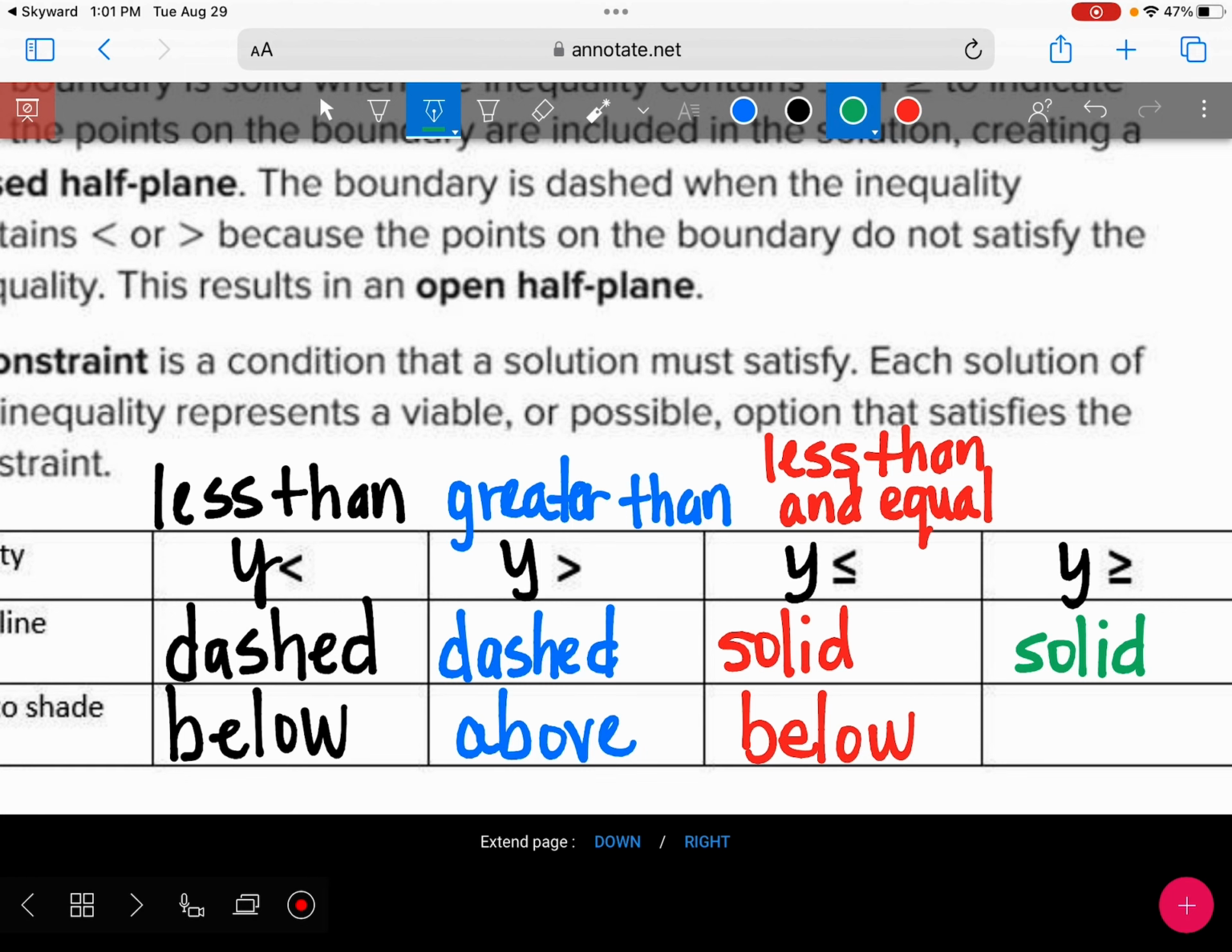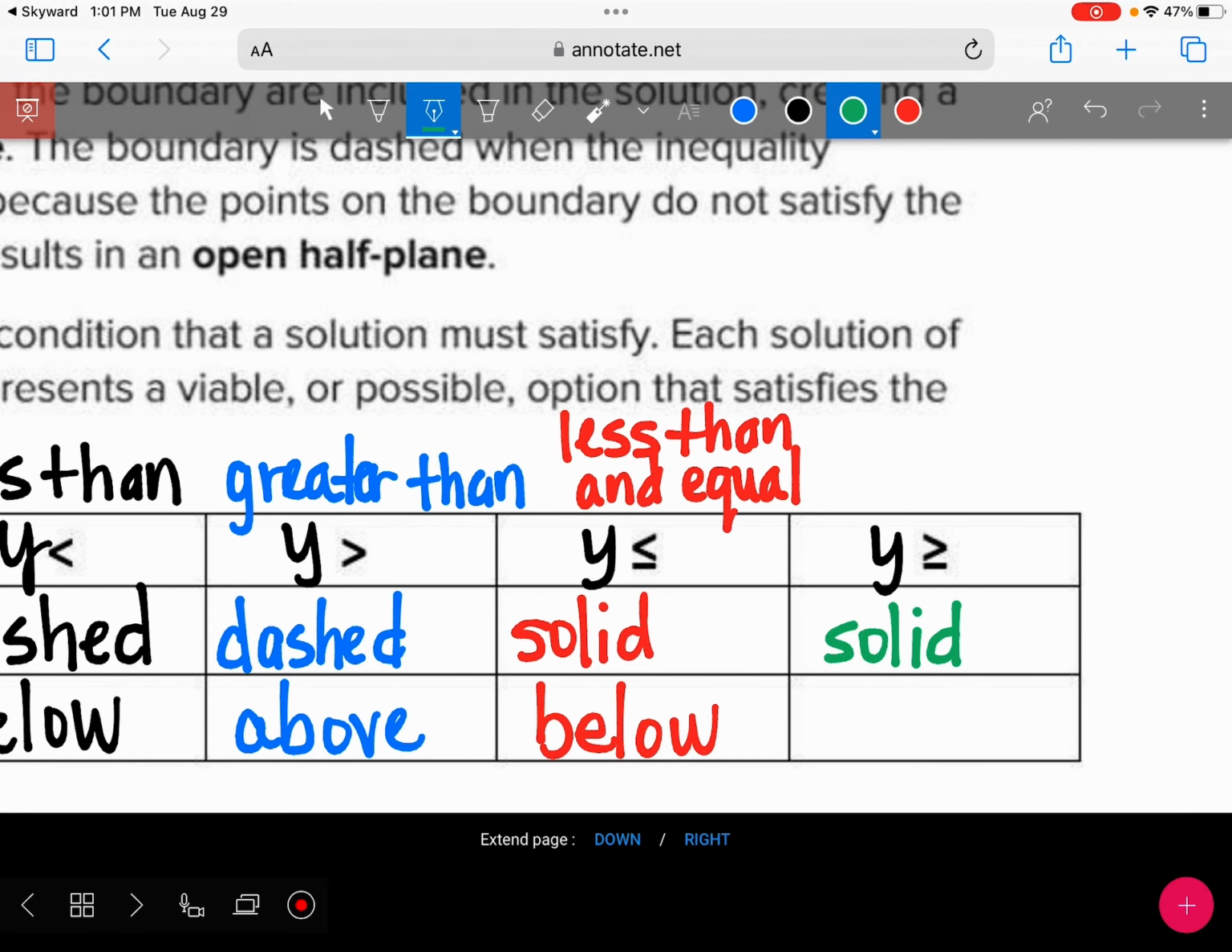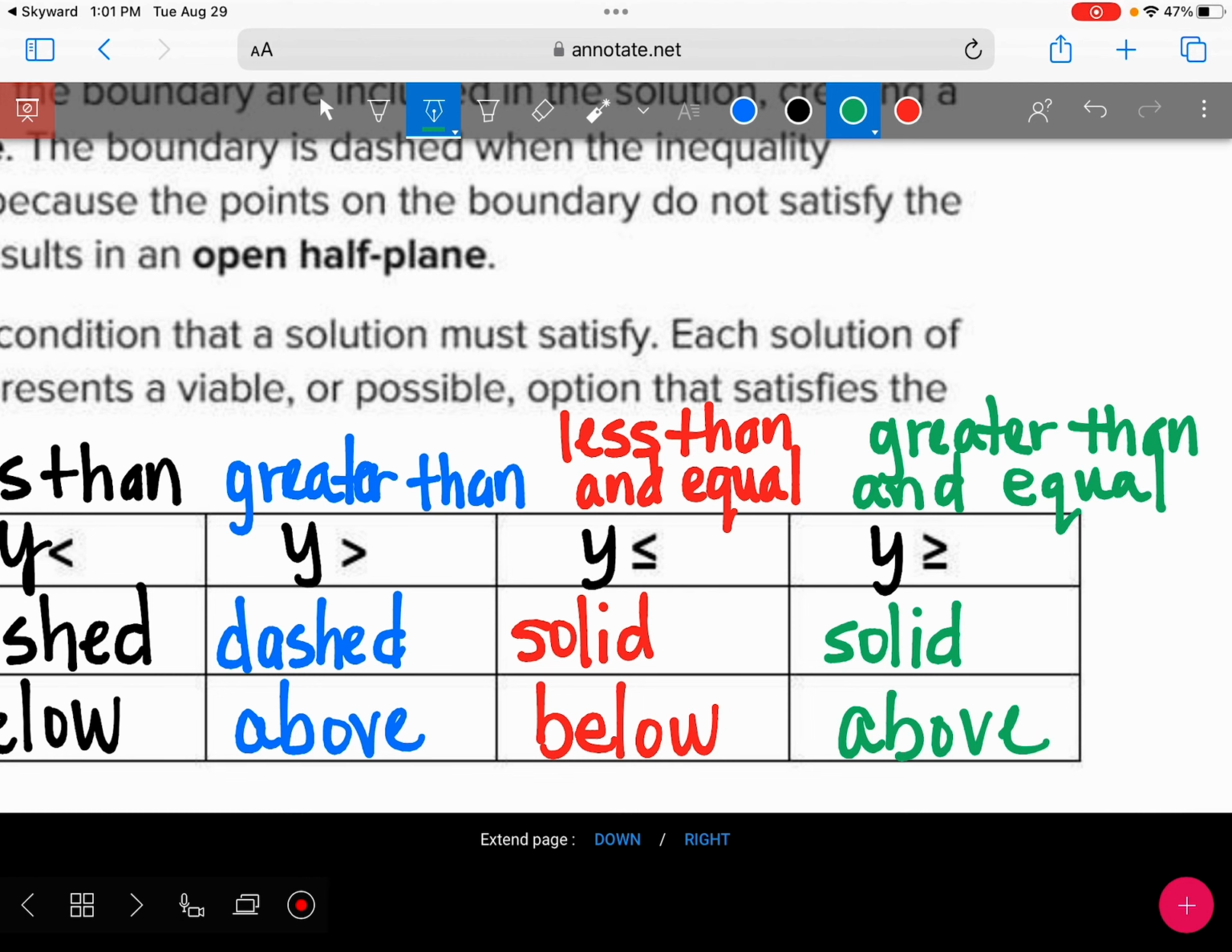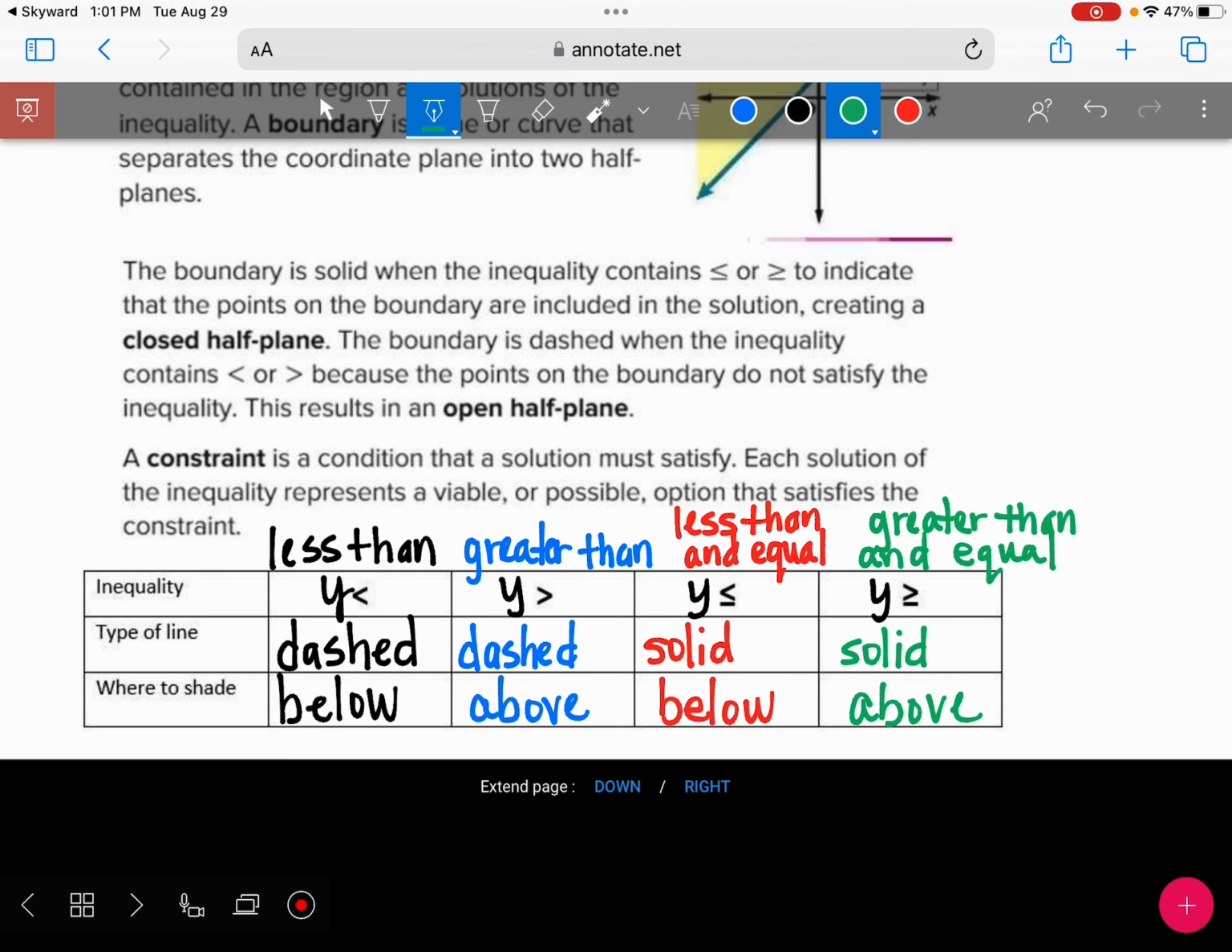And the fourth one is greater than and equal. It has a solid line, but now we're going to shade above. And these are our 4 types of inequalities.